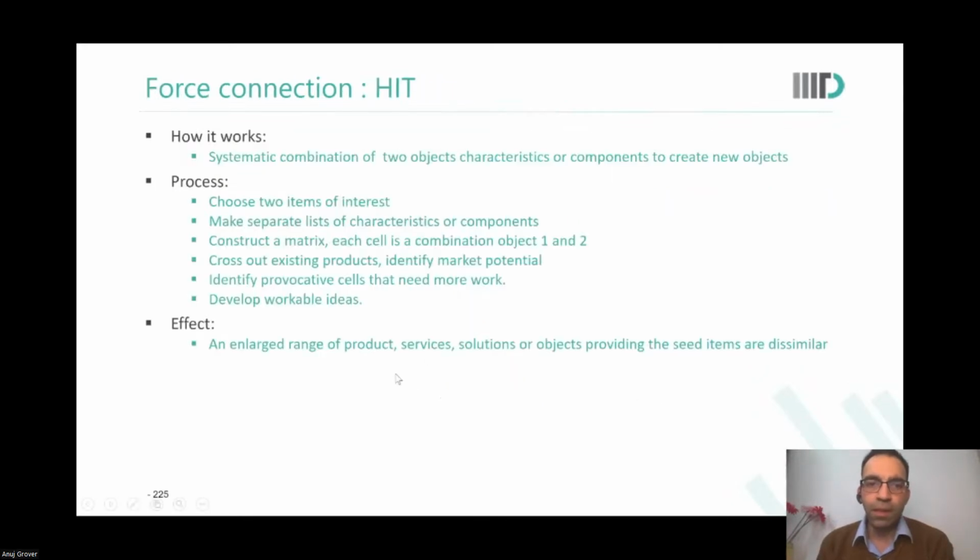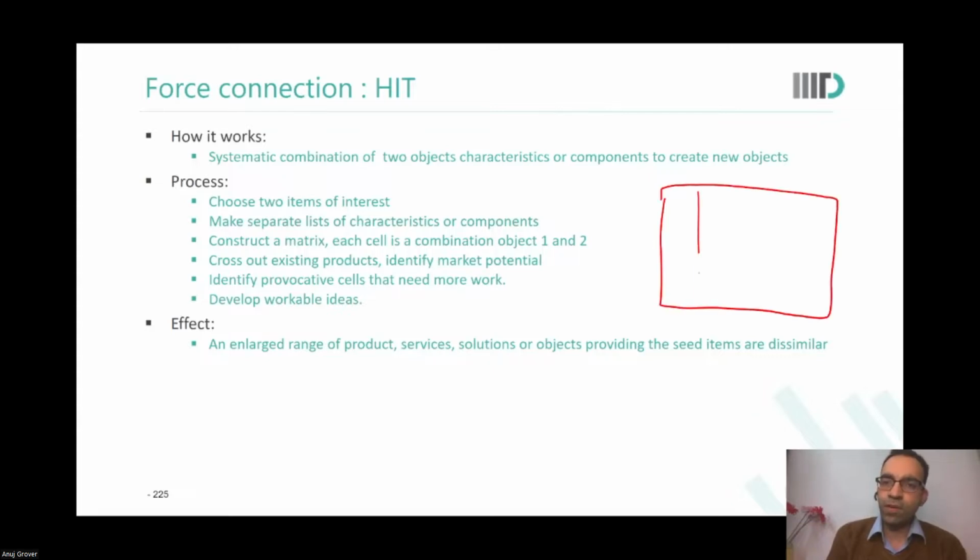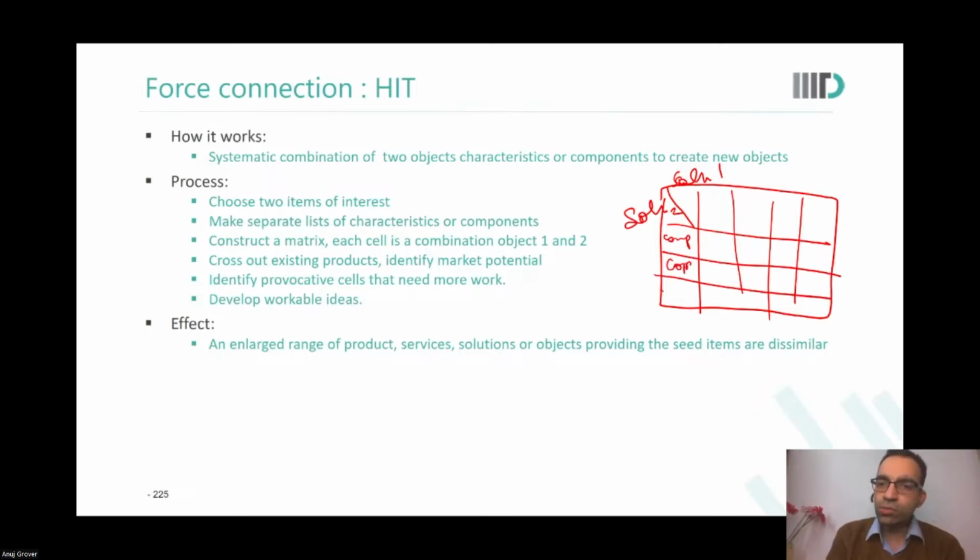So what is done in HIT is you pick 2 items of interest and make separate lists of characteristics or components. And then you make a matrix where you would say solution 1, solution 2, and you say components of solution 2, component of solution 2, component of solution 2, and over here you could say component of solution 1.